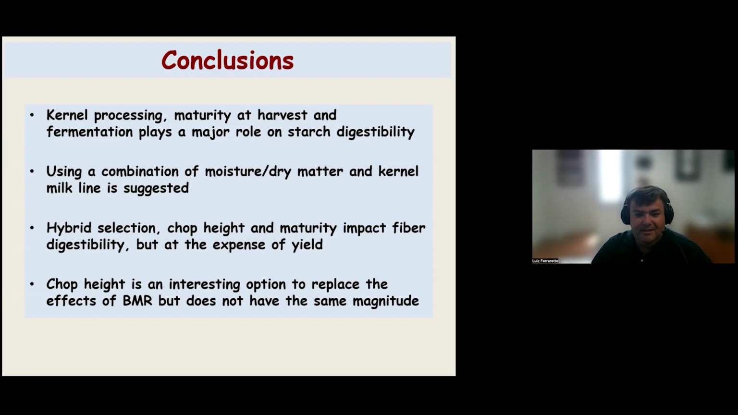Hybrid selection, chop height, and maturity impact fiber digestibility, but that happens at the expense of yield. So you have to do that carefully because at the end of the day, you still want to make sure you have enough forage inventory to feed your cows. I do think chop height is an interesting option to replace the effects of BMR, but it does not have the same magnitude of effect on NDFD that BMR has. I think it's a great opportunity in years when we have very high yields, or for those of you who like planting corn with very high plant populations, which could mitigate a little bit the negative effects on the dry matter yield that you'll be harvesting.